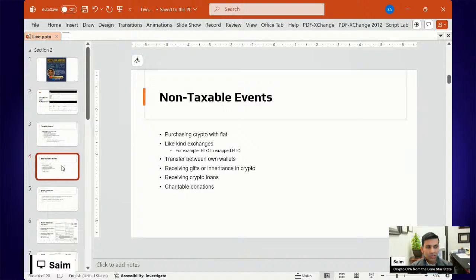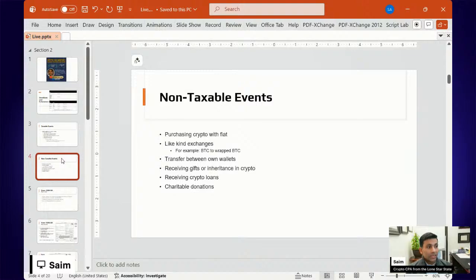Non-taxable events: purchasing crypto with fiat, just USD. That's like you buying a car, or buying, let's say, a piece of furniture. So you might be paying sales tax, but that's to the state government. But then that's your asset, right? That is the asset that you hold. So there's no taxes on the federal side when you're purchasing crypto. Whenever you go from fiat to crypto, that is not a taxable event.